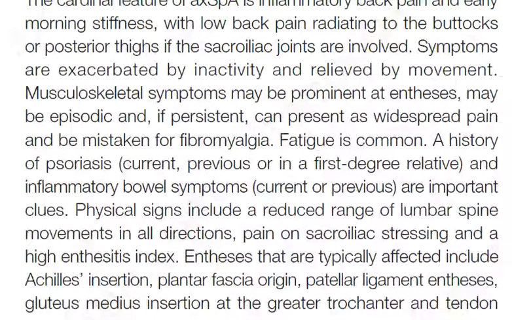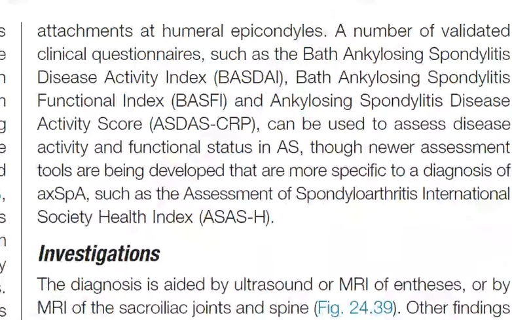Physical signs include a reduced range of lumbar spine movements in all directions, pain on sacroiliac stressing, and a high enthesitis index. Entheses that are typically affected include Achilles insertion, plantar fascia origin, patellar ligament entheses, gluteus medius insertion at the greater trochanter, and tendon attachments at humeral epicondyles.